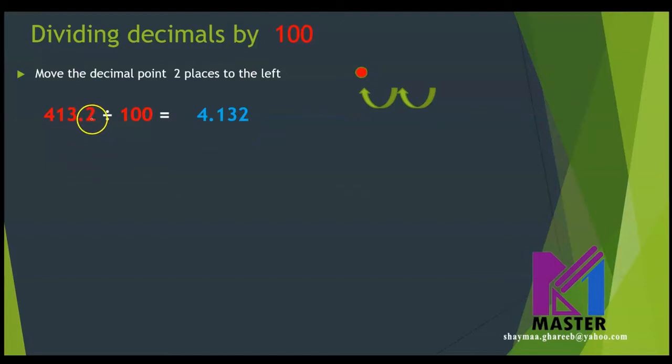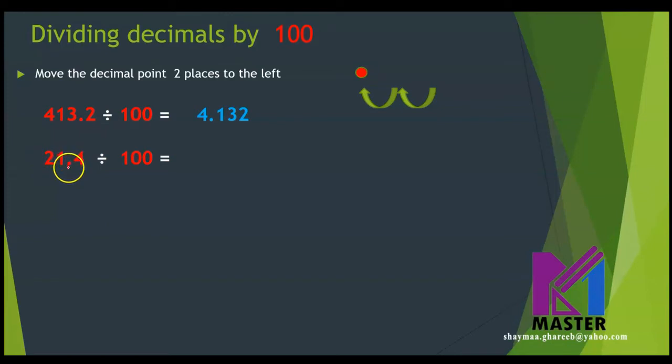Each digit in the number is smaller by 2 places. So the 2 was in the tenths, it became in the thousandths. The 3 was in the ones, it became in the hundredths. And the 1 was in the tenths, it became in the tenths. And the 4 was in the hundreds, it became in the ones or units. Is this clear? So we will always do the same, moving the decimal point 2 places to the left.